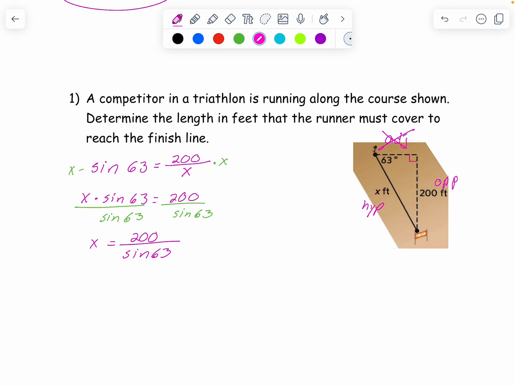So in your calculator, 200 divided by, I hit the sine button, 63, close my parentheses, and I get that my hypotenuse, x, rounded to the nearest tenth, is 224.5. And since they do give me a unit of measure, I want to go ahead and include that in my answer.